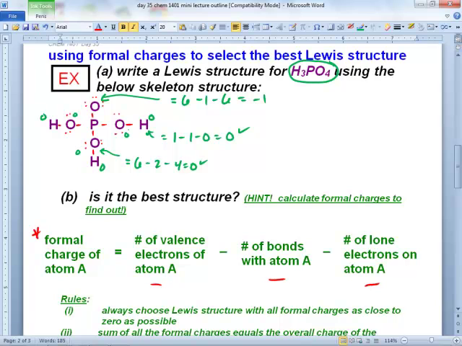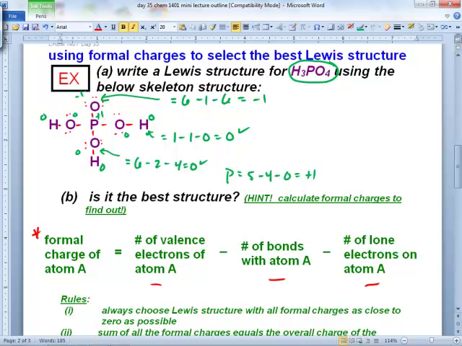So, we haven't done P yet. Let's do P. The P, number of valence electrons? 5. Number of bonds, everybody? 4. Number of lone electrons? 0. He's got a +1.